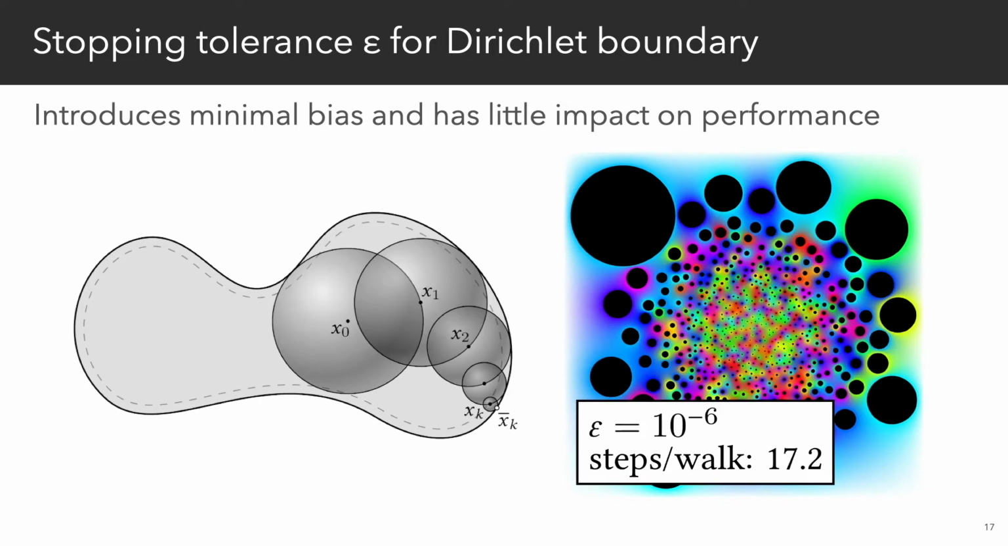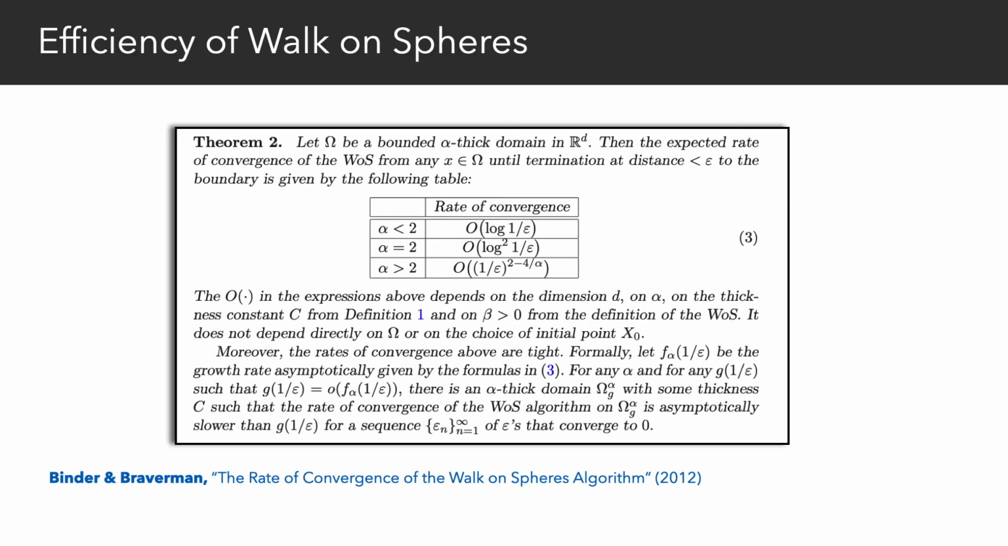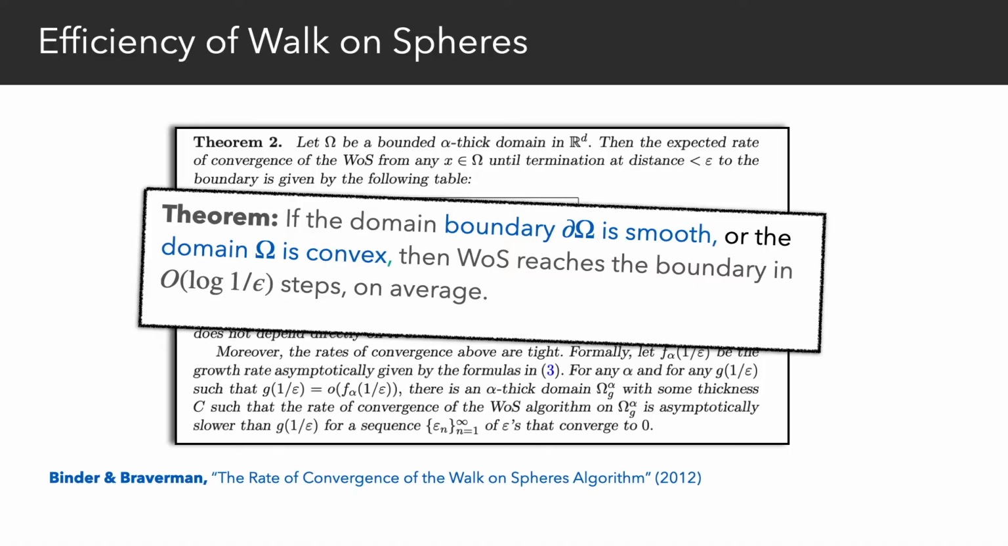So how can we be sure, though, that the same holds true on other domains? Binder and Braverman show that the expected number of steps it takes for walk-on-spheres to reach the epsilon shell is on the order of log of 1 over epsilon, regardless of the domain or the dimension. So in cases where we expect to use a really small epsilon shell to capture fine-scale geometry, walk-on-spheres isn't going to experience a massive slowdown.